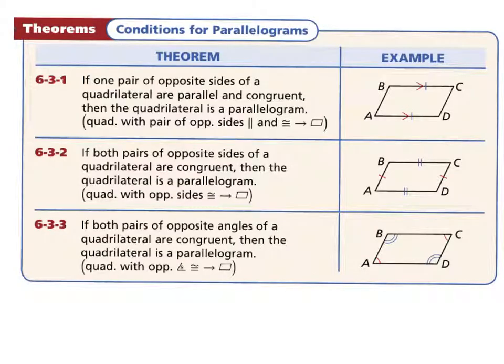So here they are. Here are all your conditions. We know that if one pair of opposite sides of a quadrilateral are parallel and congruent, so if we have a quadrilateral and one pair of sides are parallel and congruent, then it's a parallelogram. If we know that both pairs of opposite sides are congruent, then it's a parallelogram. If we know that opposite angles are congruent, then we know that the quadrilateral is a parallelogram.